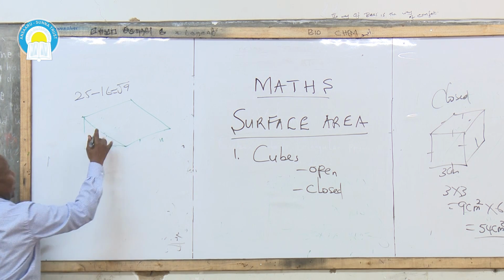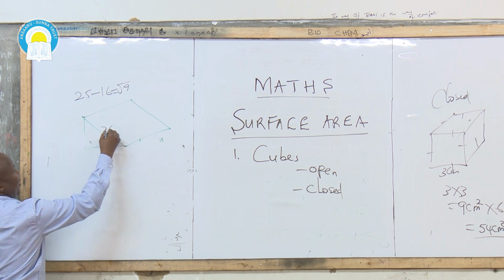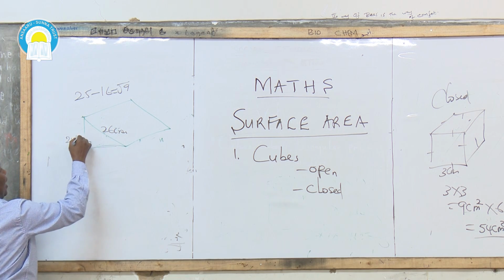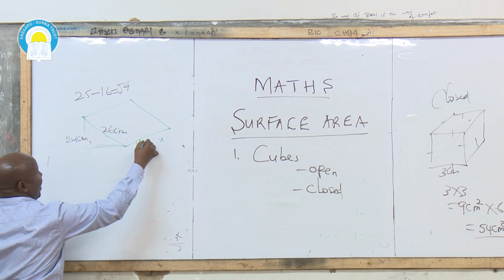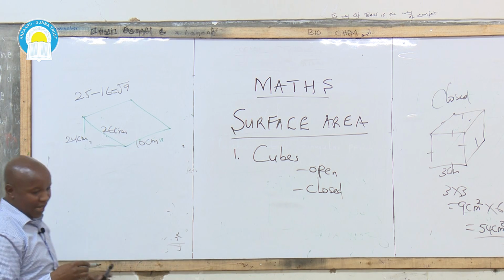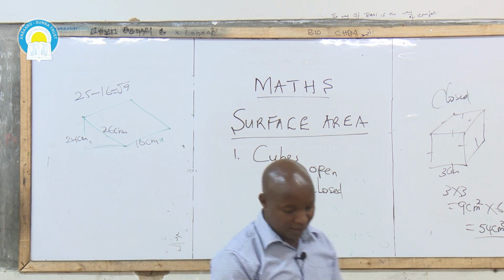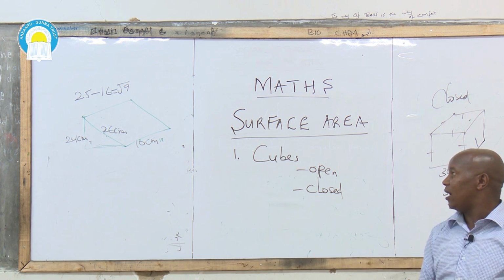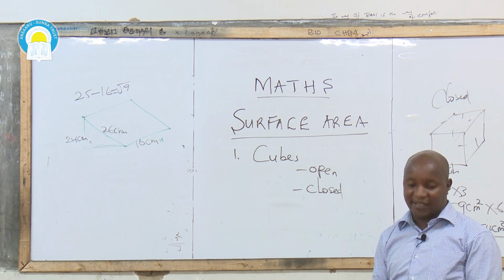Let the hypotenuse here now be 26 centimeters. Let the height now you are given as 24. And let the length now you are given as 10. Then the examiner is demanding to know the surface area of a triangular prism.